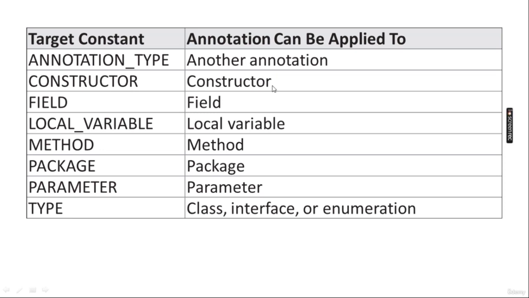Constructor constant can be applied to constructor annotation. Field can be applied to field. Local variable to local variable annotation. Method constant can be applied to method annotation. Package constant can be used for package annotation. Parameter constant can be used with the parameter annotation. Type constant can be used with the annotations class, interface, or enum, that is enumeration.